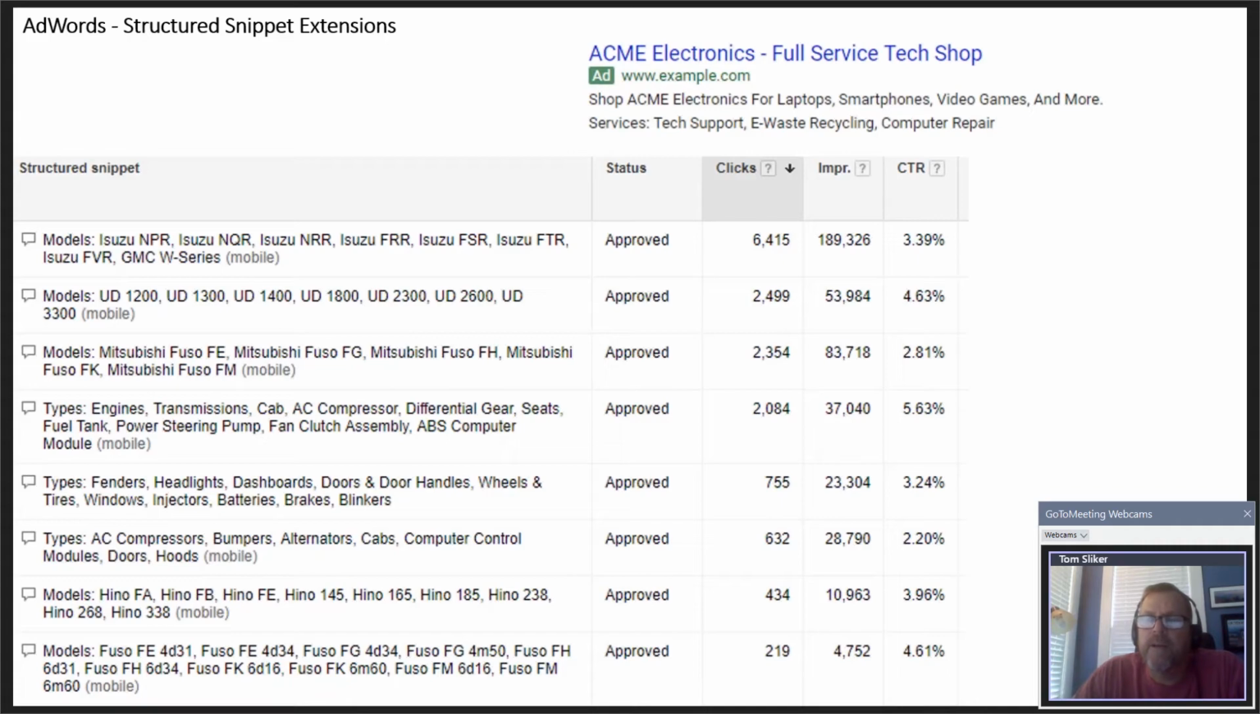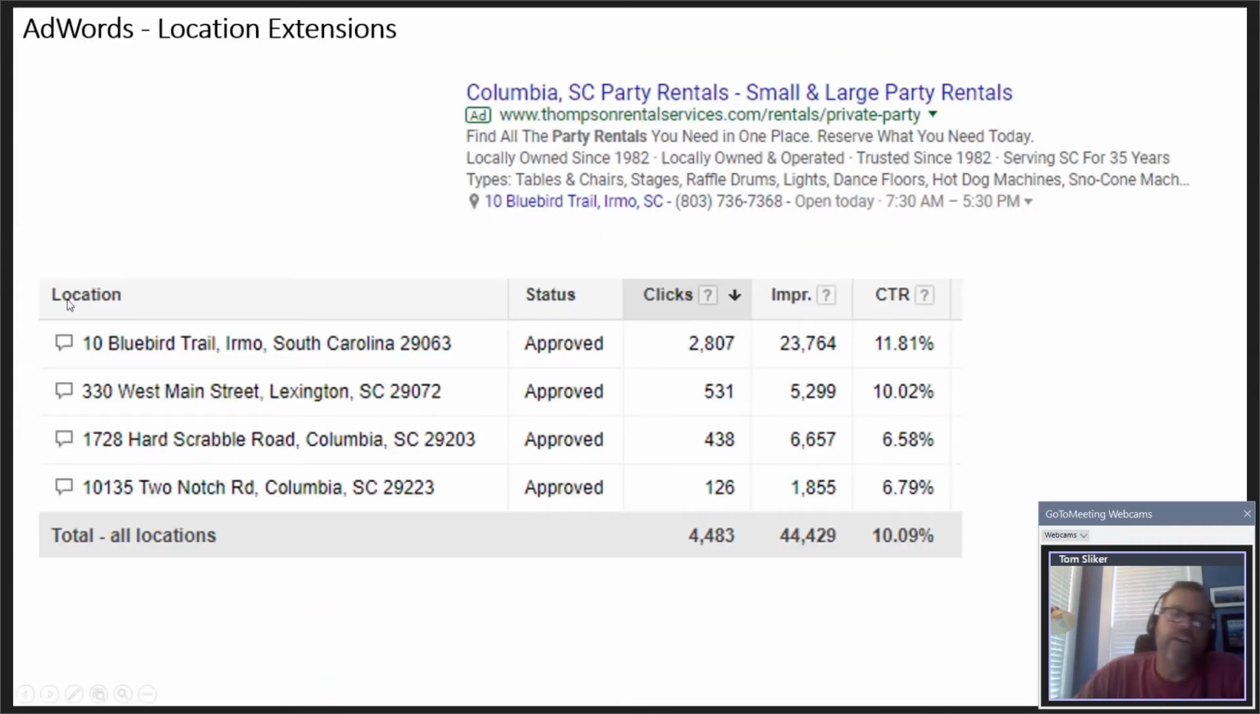And then I want to talk about the location extensions, the last one. If you are a store that's tied to multiple locations, in your Google My Business page you should have an entry for each of your locations. In this particular case, our customer has 3 or 4 locations, and depending on the location of the person searching and the context, Google will display one or more locations for this particular ad.